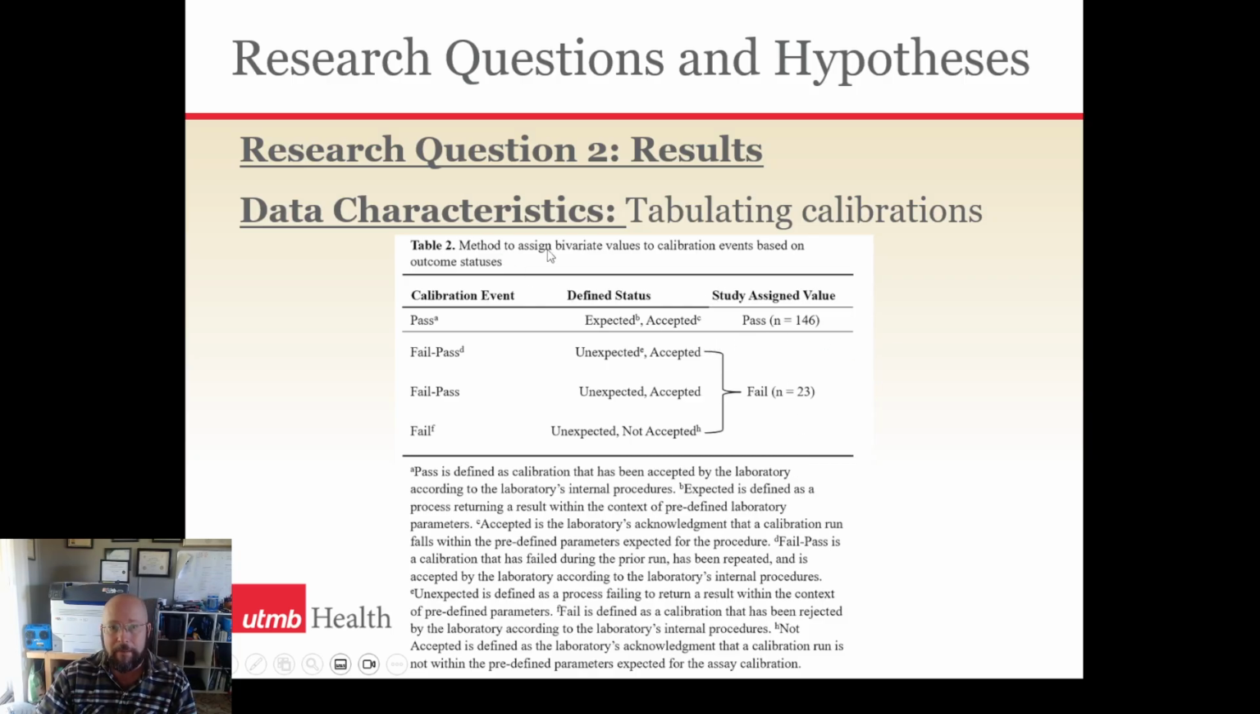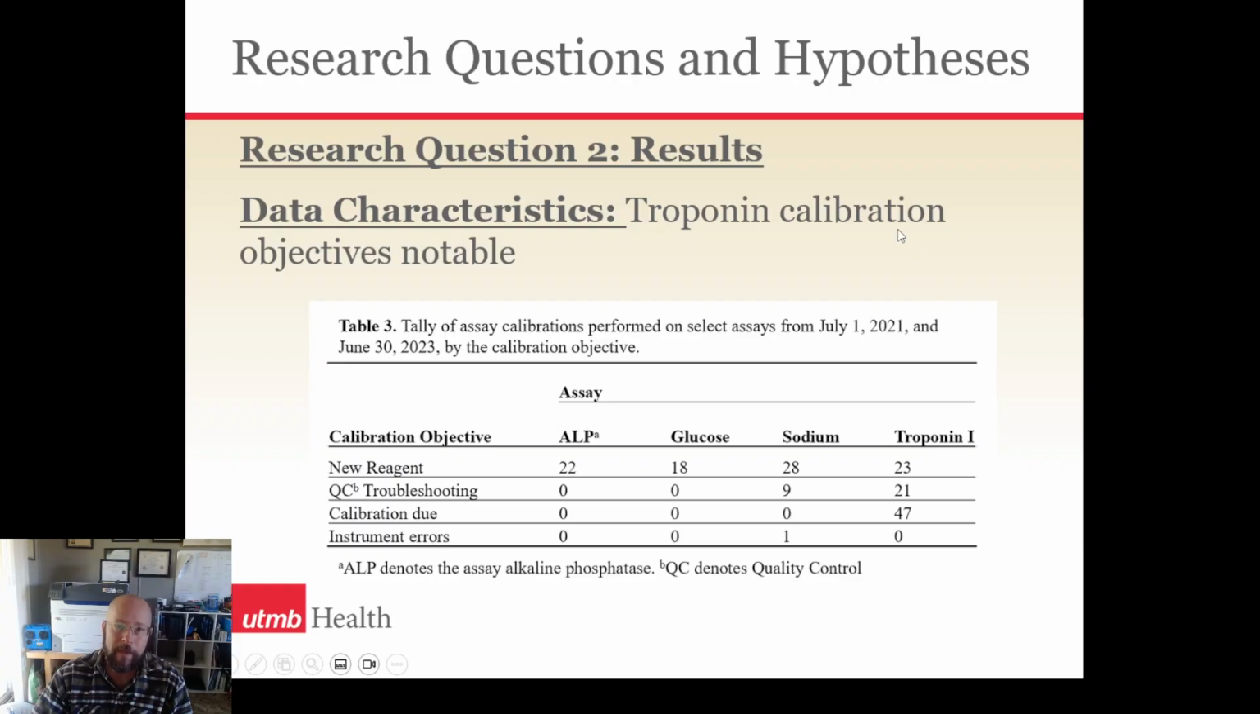So the first one here was a method to assign bivariate values. This is essentially how I defined outcome statuses, and I'm not going to go through this in great detail, but you have to have some sort of way of uniformly assigning a bivariate value to your events. So sometimes a calibration passes with flying colors. That would be an expected result. Sometimes it passes with some correction. And so these I've just blankly called as a cal fail, even though, keep in mind, UTMB did not run tests with failed calibrations.